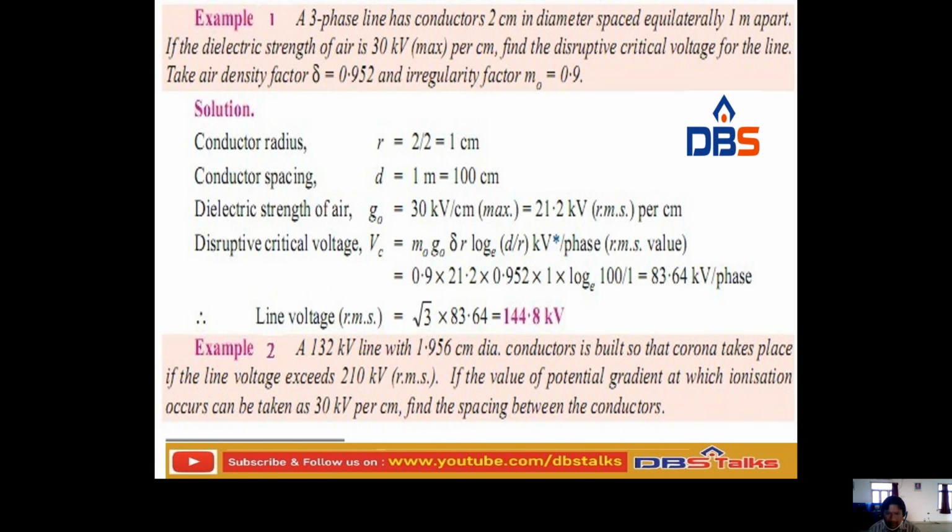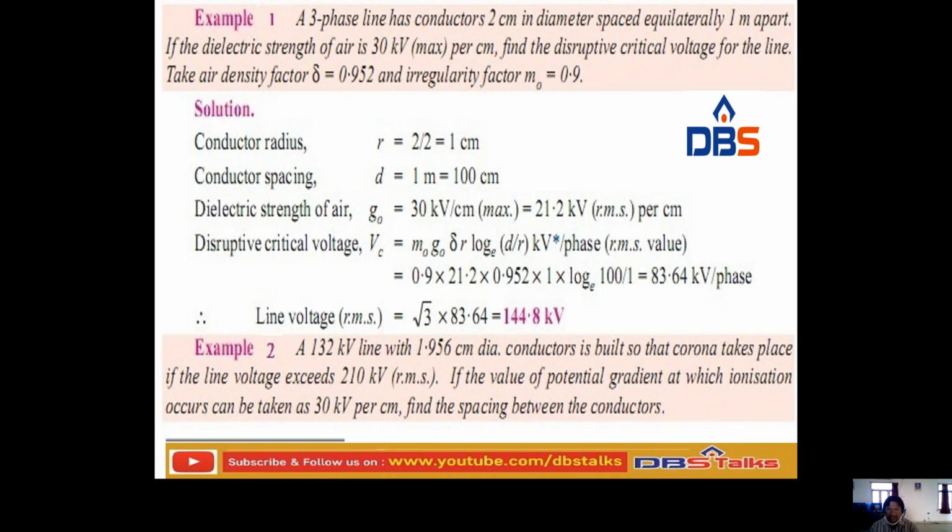Now find the disruptive critical voltage, or critical disruptive voltage, for the line. Take the air density factor delta as 0.952 and the irregularity factor m0 as 0.9. Suppose they don't give them, you have to take these values also, the air density factor and irregularity factor. For a smooth conductor or an ACSR standard conductor, you have different values.